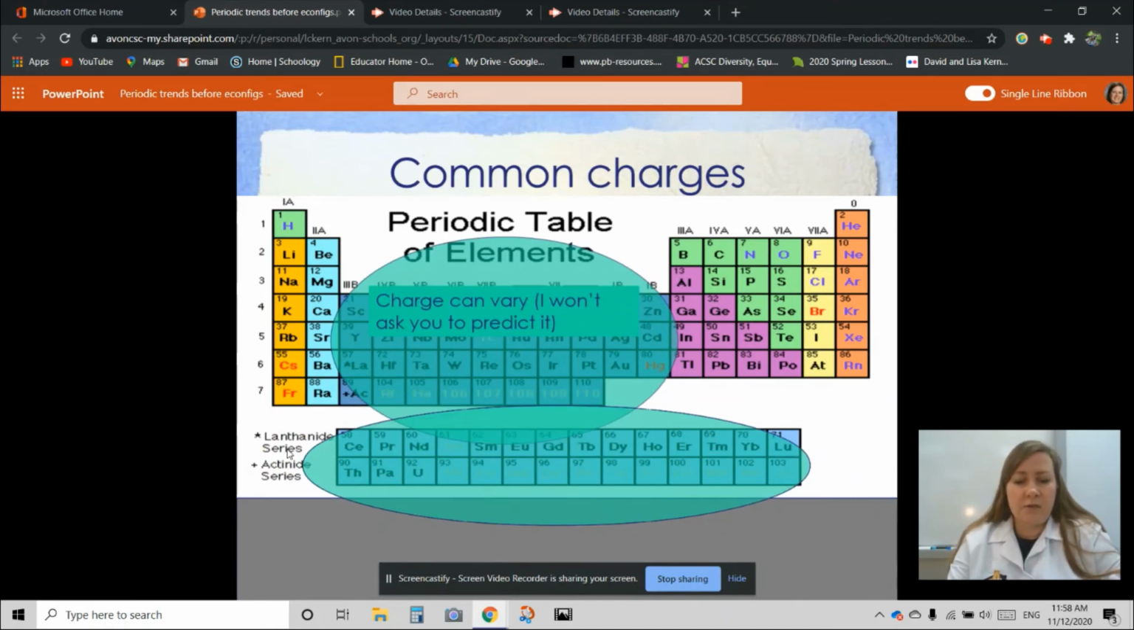In the transition metals, the charge can vary, and I'm not going to ask you to predict it, but you'll have numbers somewhere between 1 and 7 most of the time. If you have the right kind of periodic table, sometimes charges are listed. You've got to be careful with this because sometimes they'll give you all the possible charges rather than the most common charge. And what we're going to be asking you for on the test is definitely the most common charge for each element.